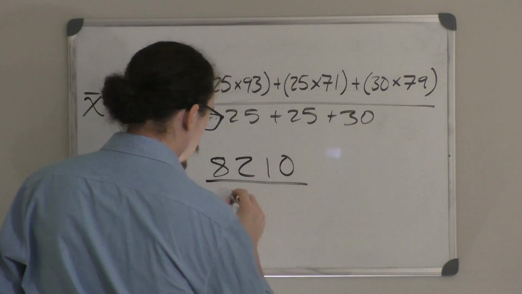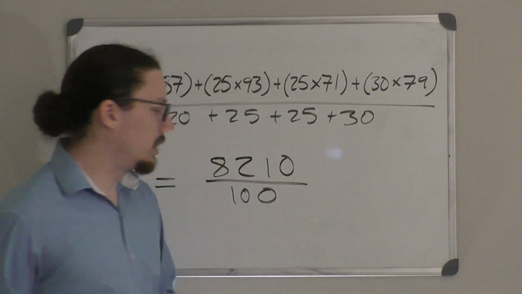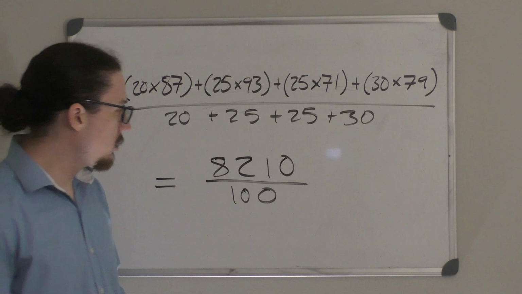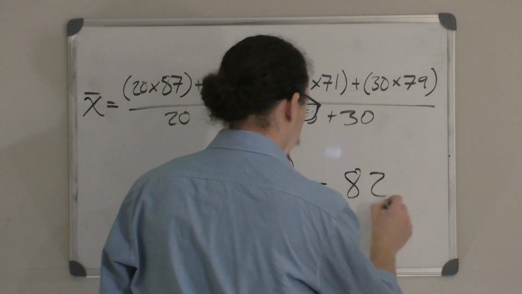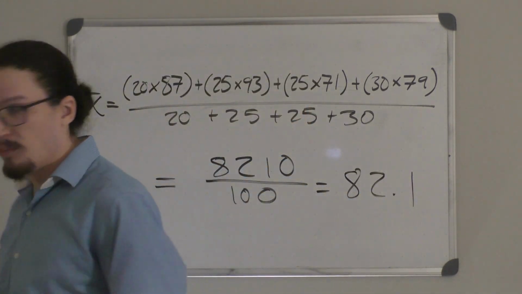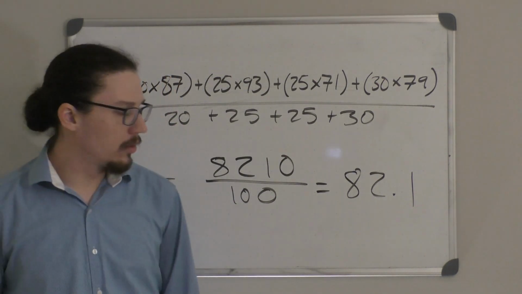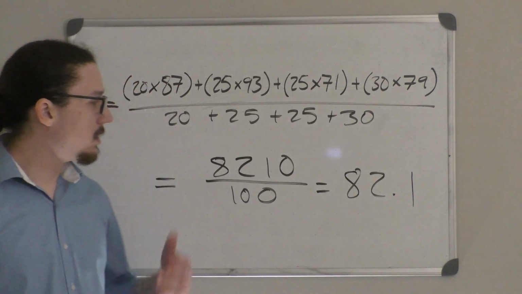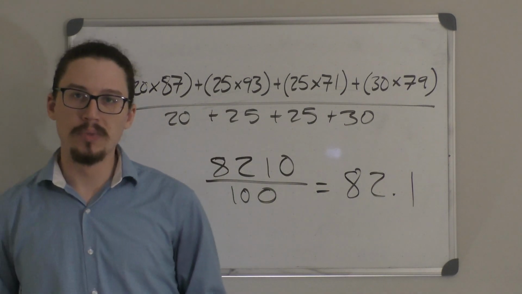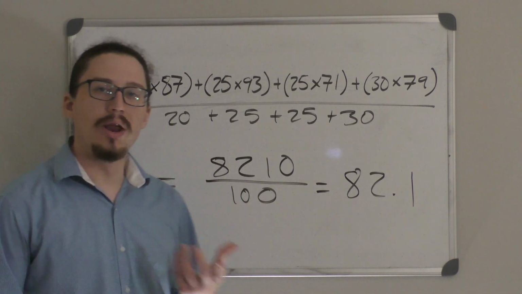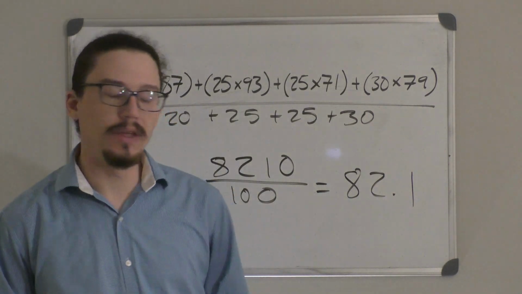Well, I can just tell you what it is. So we would get 8,210 over 100, which would give us an average of 82.1. So there we have that weighted average. That is how we would calculate it.